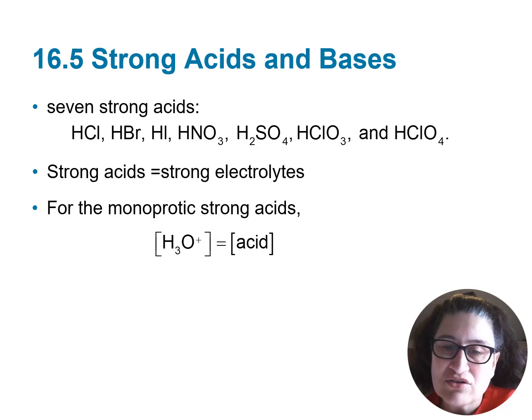Just to remind you, there are 7 strong acids, and those are the ones that are listed here. Strong acids, we also talked about electrolytes, and strong acids are strong electrolytes. And if we have a monoprotic, meaning only one proton, strong acid, the H3O plus or the H plus concentration is the same as the acid concentration.